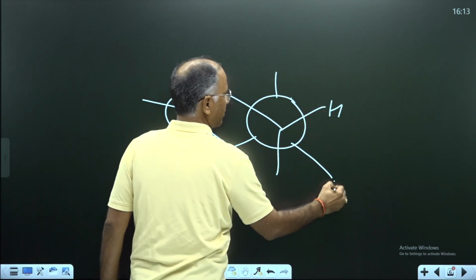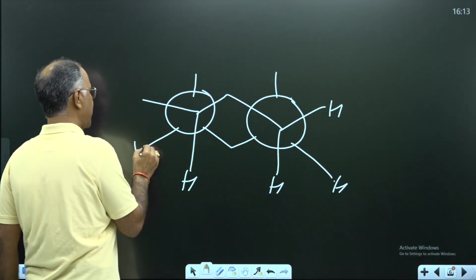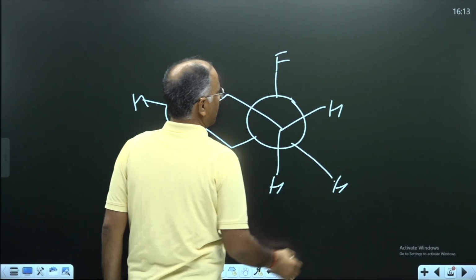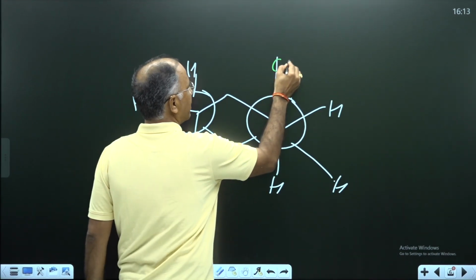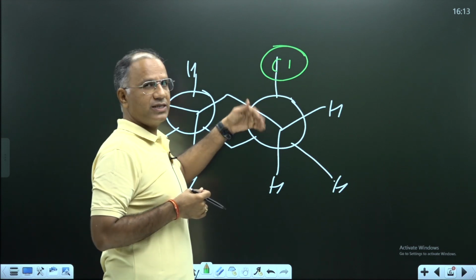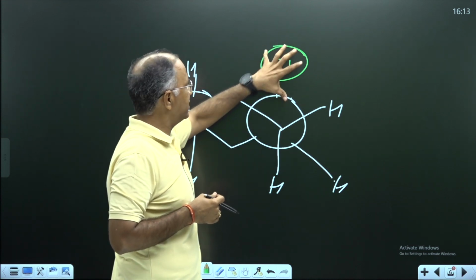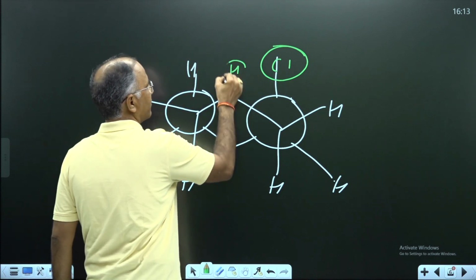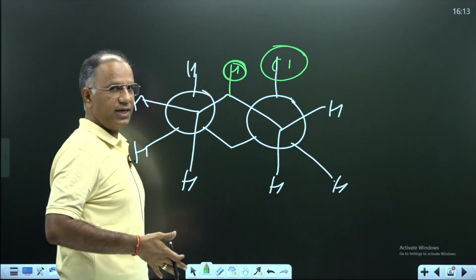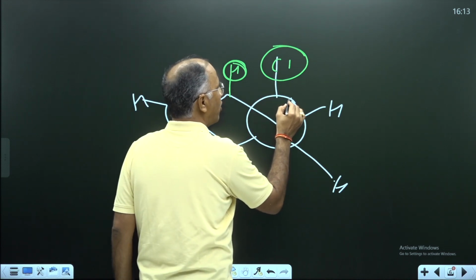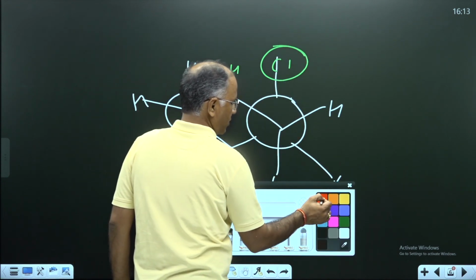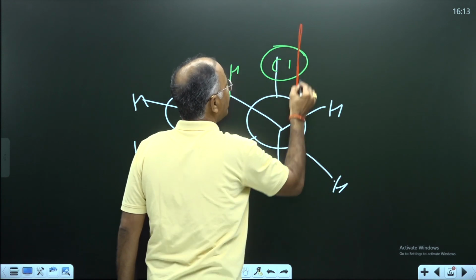This is our Newman projection of cyclohexane. This is our fluorine. Now, what happened? This is our chlorine. This is the van der Waals radii of chlorine. What we are expecting is that if we replace chlorine by bromine, the van der Waals radii will increase and there will be more repulsion. No doubt, the van der Waals radii of bromine will increase because down the group size increases. But along with the size, bond length will also increase.